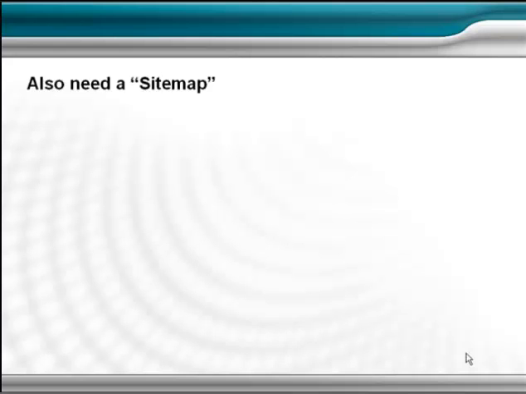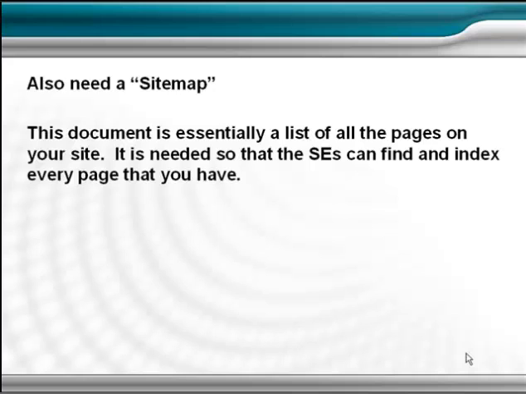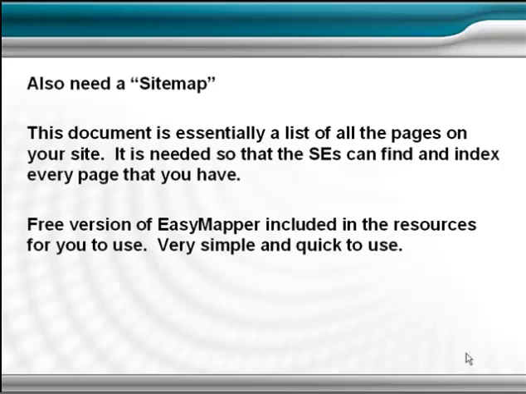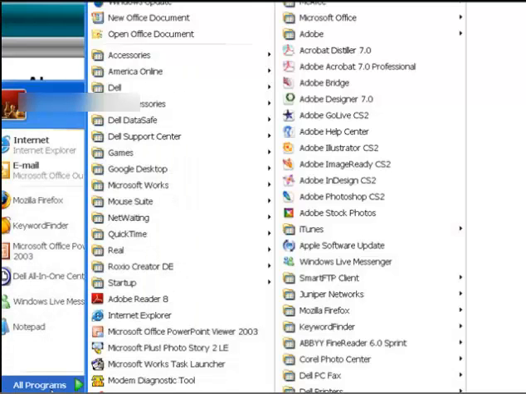And another important thing is the sitemap. What is a sitemap? It's basically one document that has a list of all the pages on your website. You have this so that the search engines can then find and index every page that you have on your website. And included in the resources is a free version of Easy Mapper, which you can use. It's very simple and quick to use, and I'll show you briefly now how to use that.